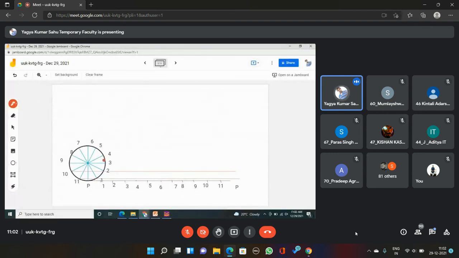Then 3 and 9. 8 and 4. Then 7 and 5 and 6.